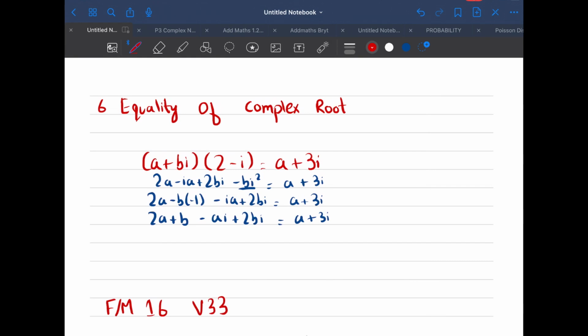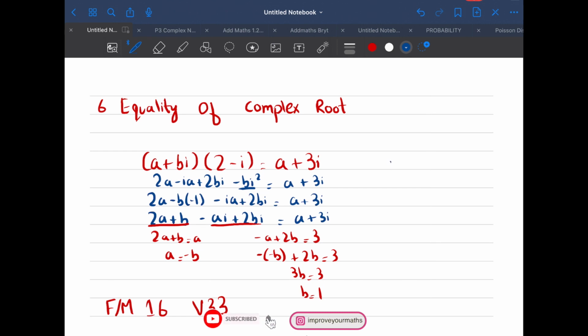Now compare. Without iota, it's 2a plus b is equal to a. And with i, minus a plus 2b is equal to 3. Now let's solve this simultaneously. So it's going to become a is equal to minus b. Let's plug in minus b instead of a. So what's my answer of b? It's 3b is equal to 3. What's b, guys? 1.